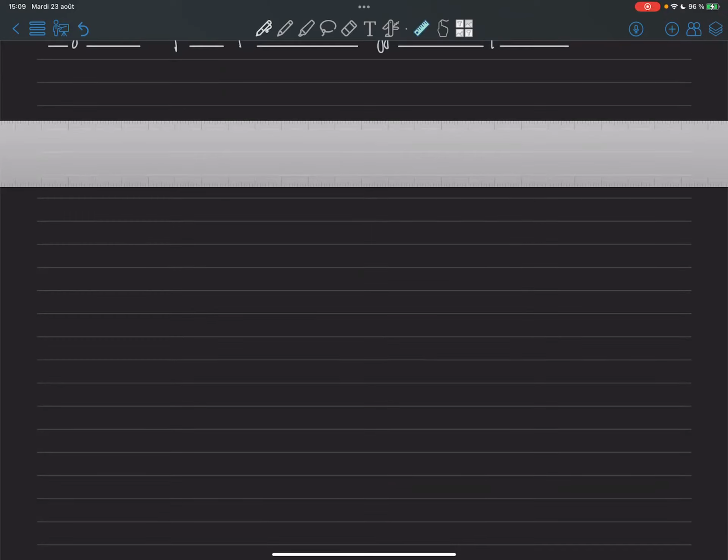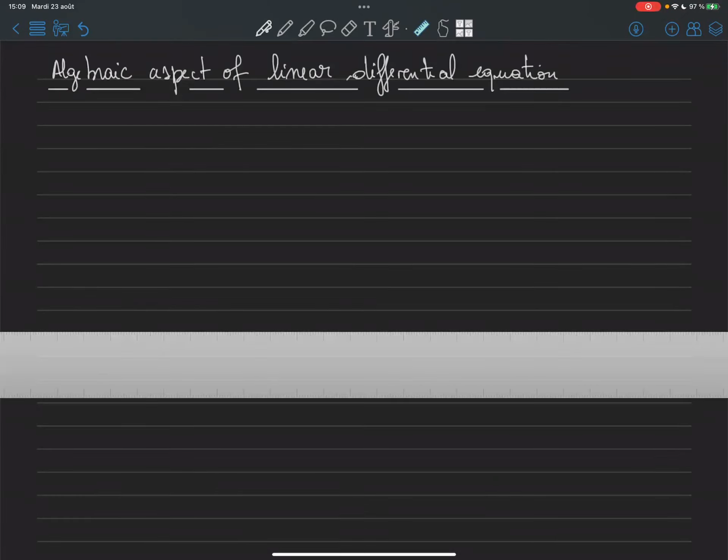Then, for this part, we will fix a field. It's important to fix a field when we are studying differential equations. It's important to fix a field which is of characteristic 0. We cannot work with one with characteristic p.